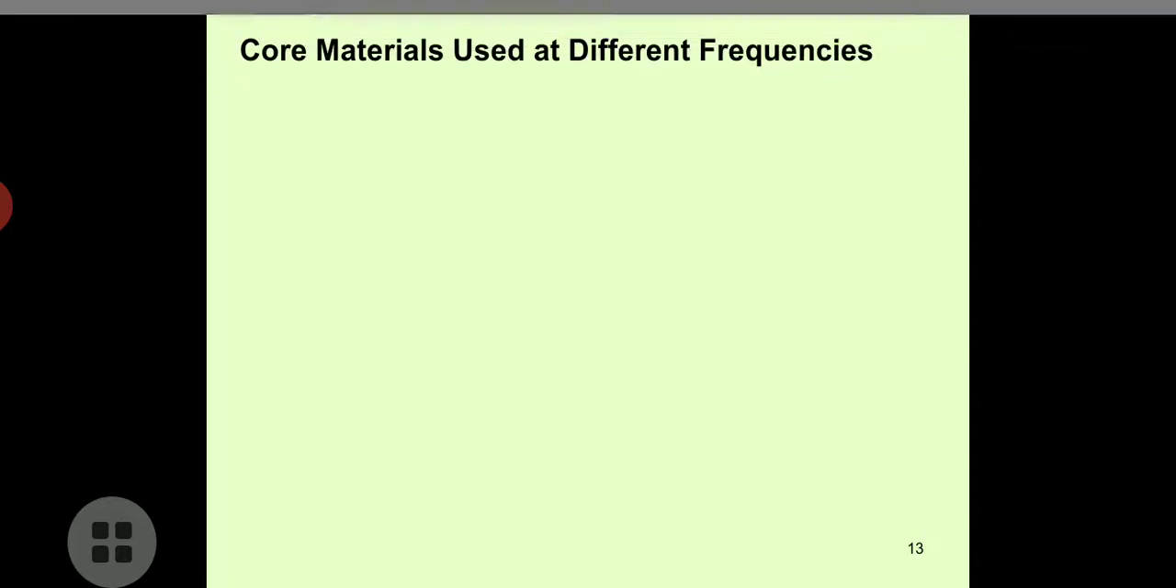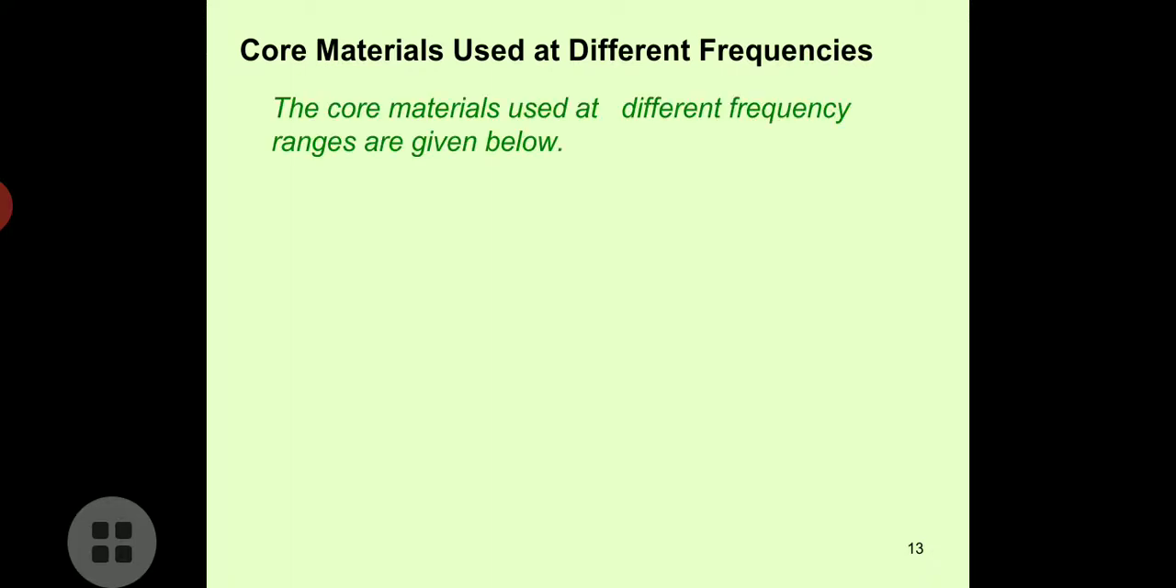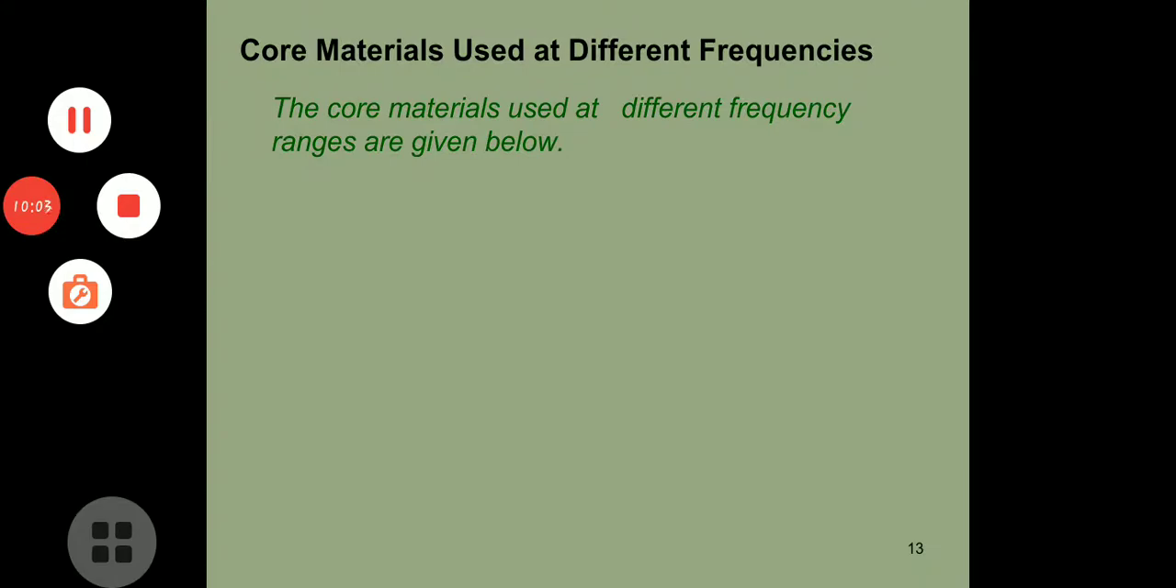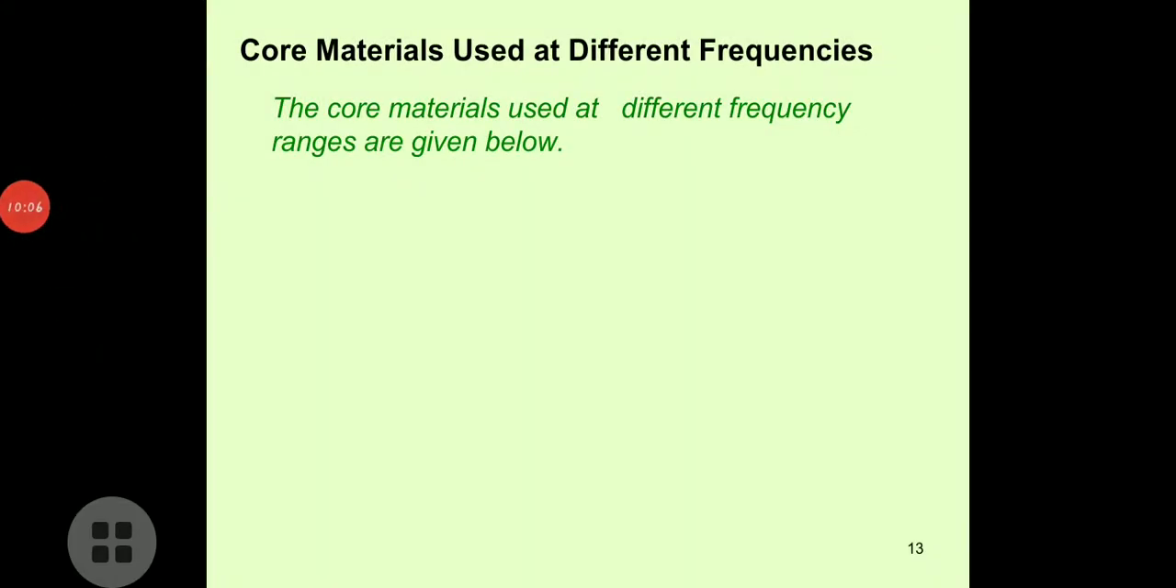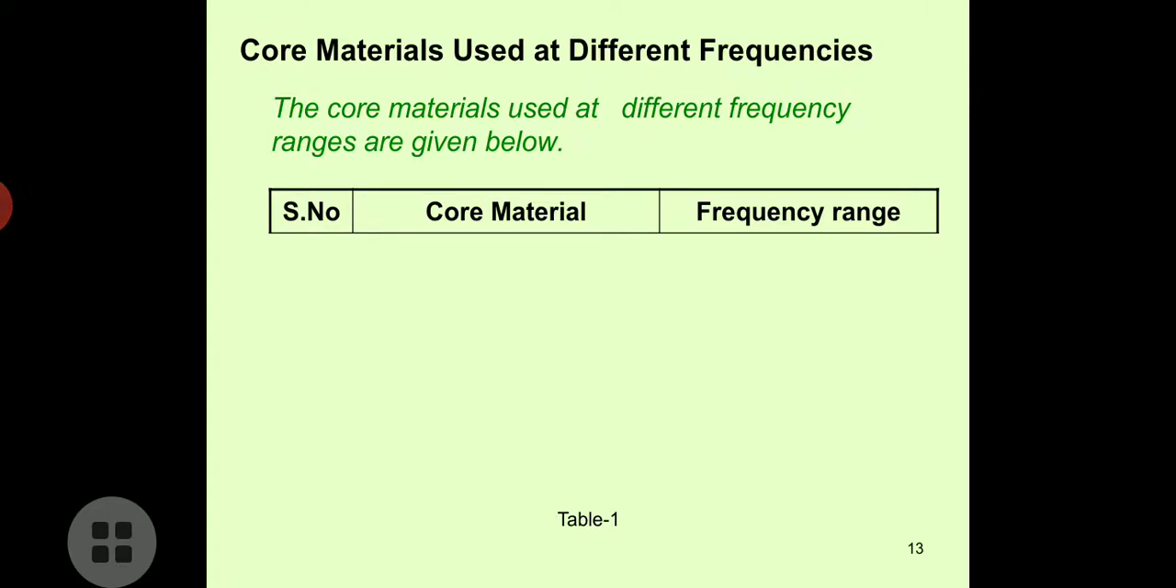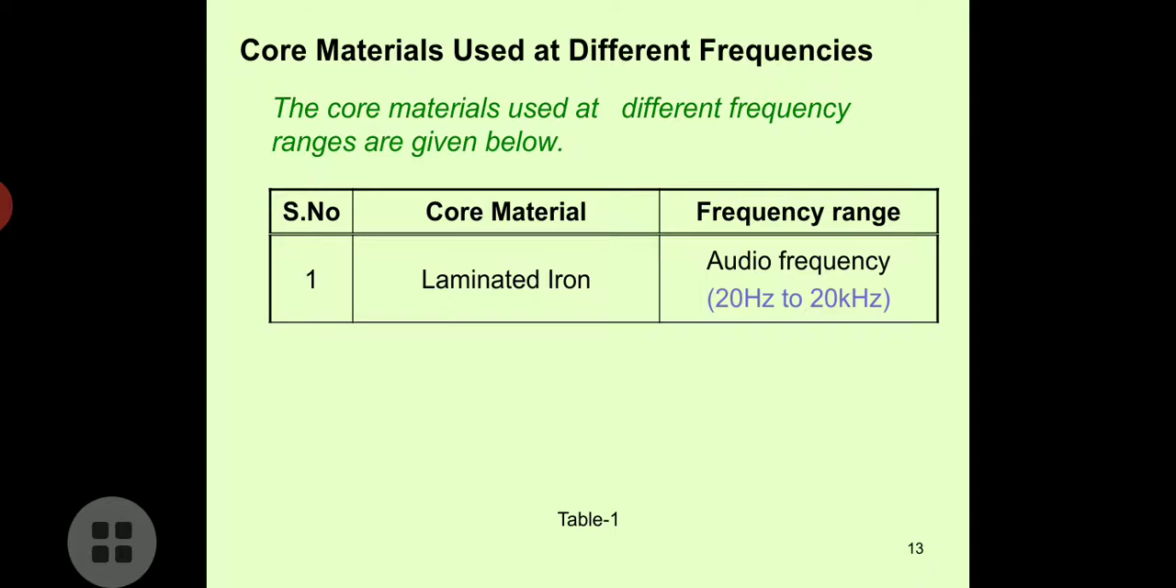So here let us see the core materials that are used at different frequencies. The core materials used at different ranges are given below. That means for different frequencies we have different core materials, which will work efficiently for meeting our requirements to achieve the required inductance. Laminated iron, the first one we have discussed, works satisfactorily in the audio frequency range from 20 hertz to 20 kilohertz.